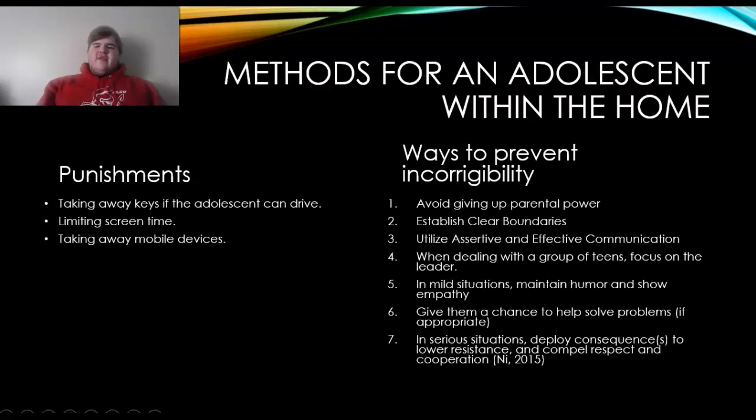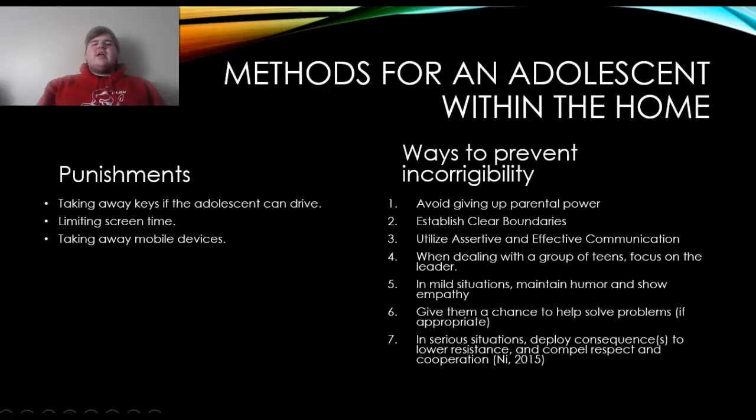Some of these ways to prevent incorrigibility that are not specifically punishments would be avoid giving up your parental power. Make sure that you put your foot down on certain issues. Don't let the juvenile feel like they have power over you. Establishing clear boundaries, very similar to putting your foot down, drawing a line in the sand, saying, nope, we're not moving past this point. You're not getting any sort of workaround in this situation, stuff like that. Utilize assertive and effective communication. Make sure that they understand that you are in control, obviously through communication.